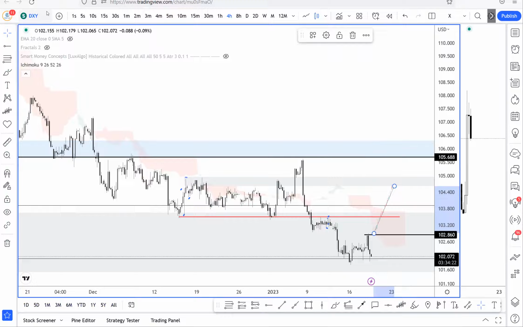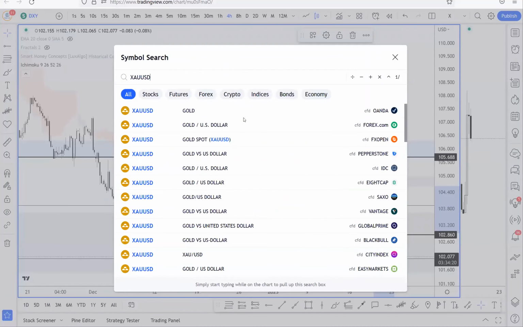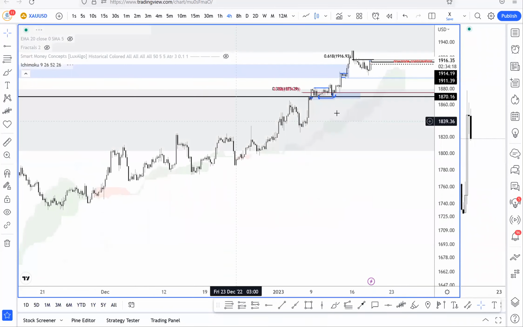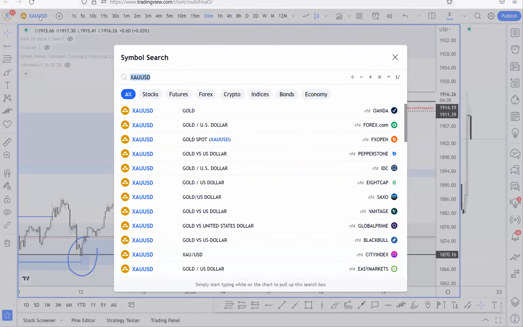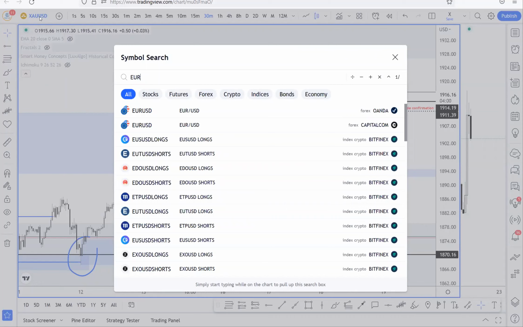So this is on dollar index. If you take a look at gold, it's pretty much sitting on a key level as well. So again, we're waiting for some kind of confirmation on the smaller time frame for the reversal. If not, price could just continue much higher. So this is on gold. And then let me just hide these indicators. The next one that I want to show would be on euro dollar. So on euro dollar itself, let's take a look at euro dollar.